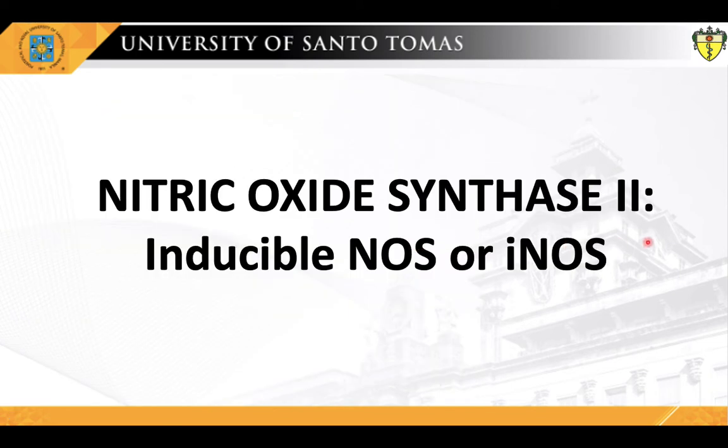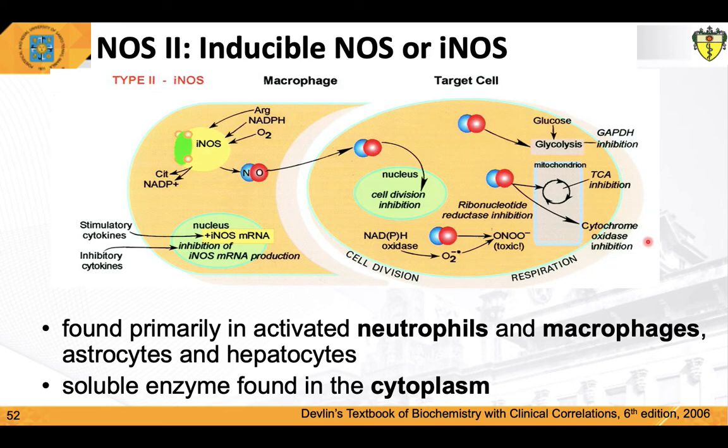Let us now move on to the second isoform, nitric oxide synthase 2, also known as the inducible NOS or iNOS. NOS2 or iNOS is found primarily in activated neutrophils and macrophages, astrocytes, and hepatocytes involved in early immune response. It is a soluble enzyme found in the cytoplasm.